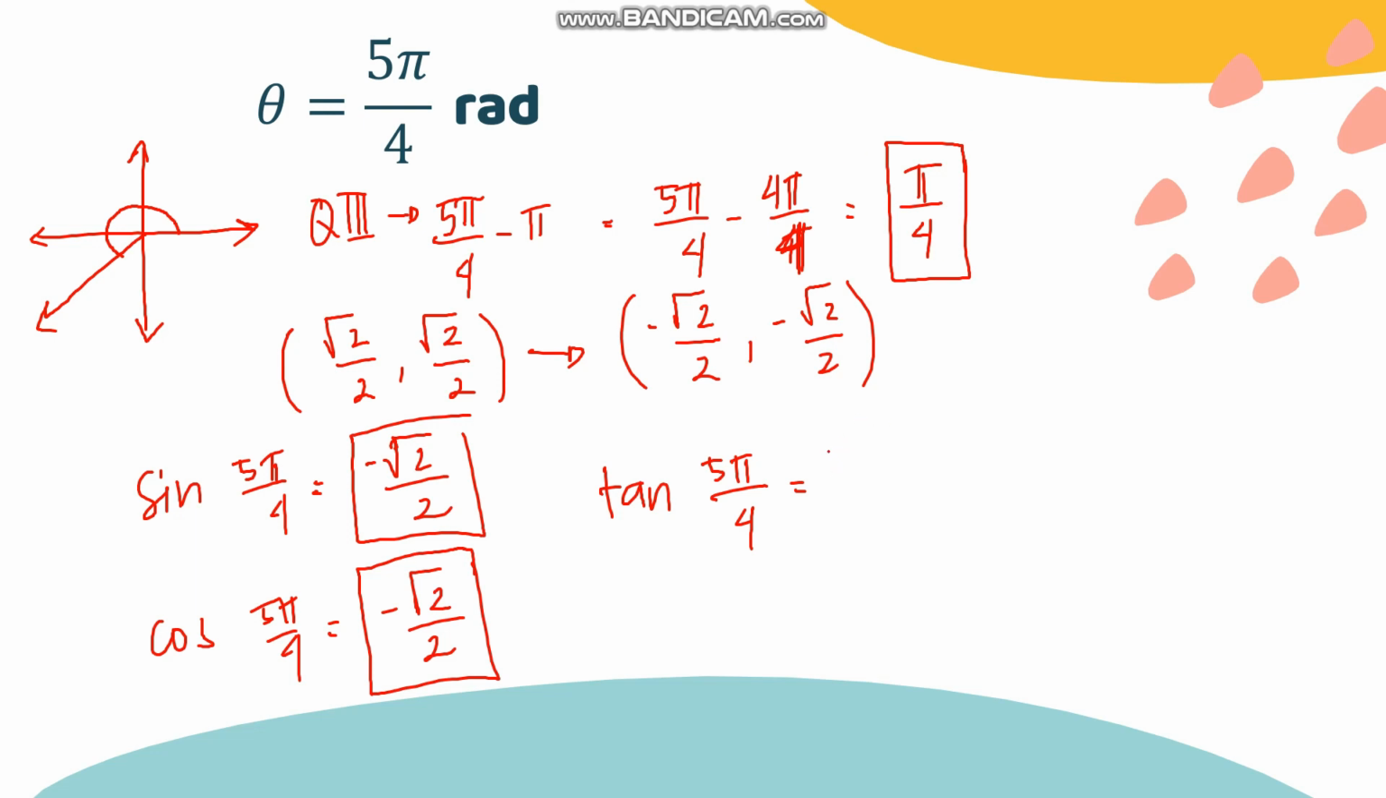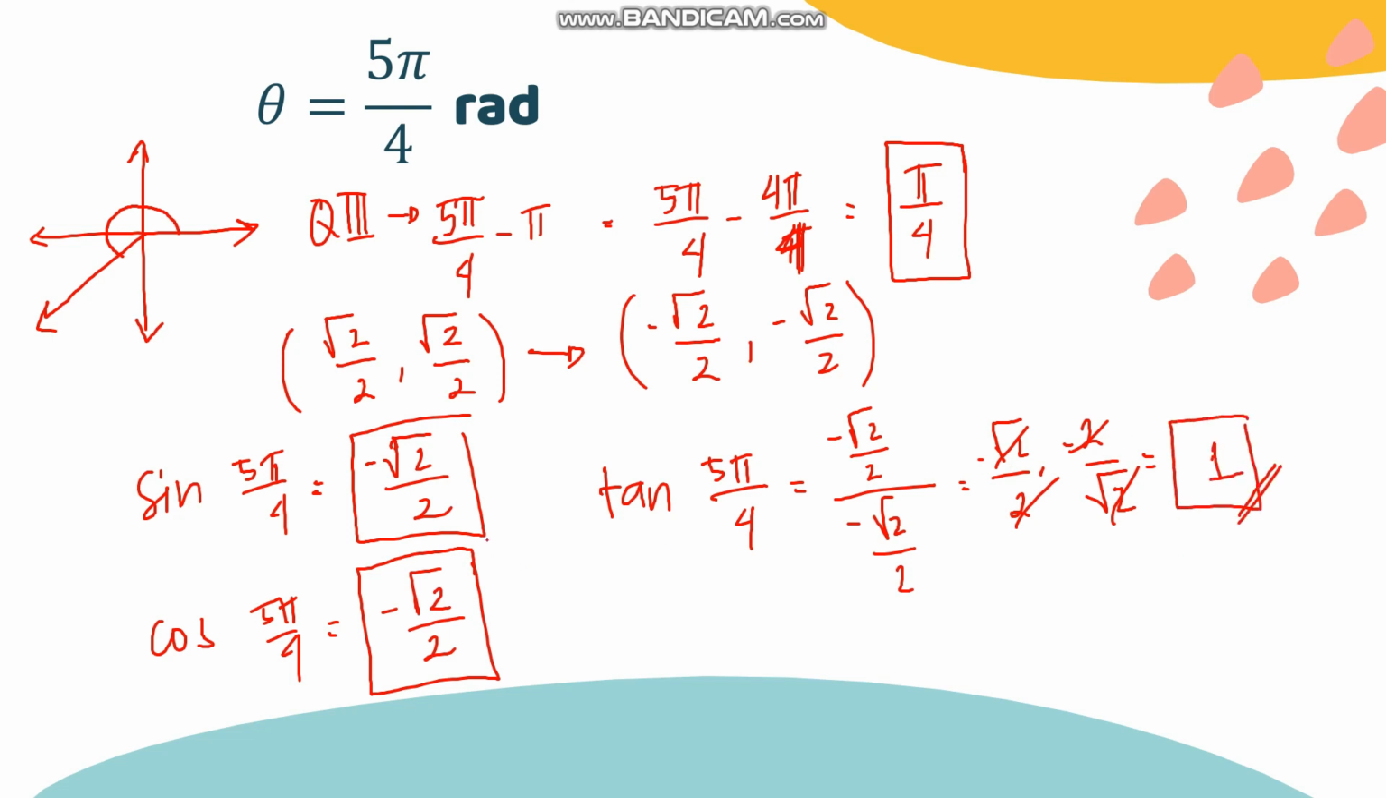So we have negative square root of 2 over 2 all over negative square root of 2 over 2. And then this will become negative square root of 2 over 2 times negative 2 over square root of 2. So this will be cancelled. The other one will also be cancelled. Negative times negative is positive. Therefore, we just have 1 as our answer.